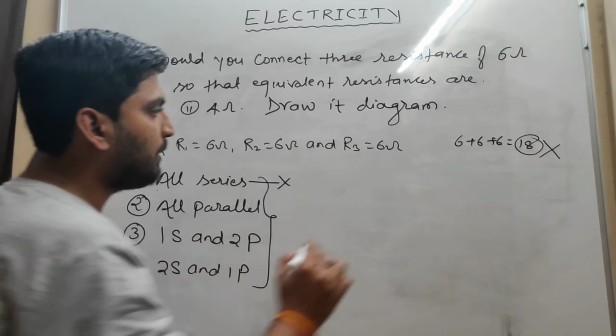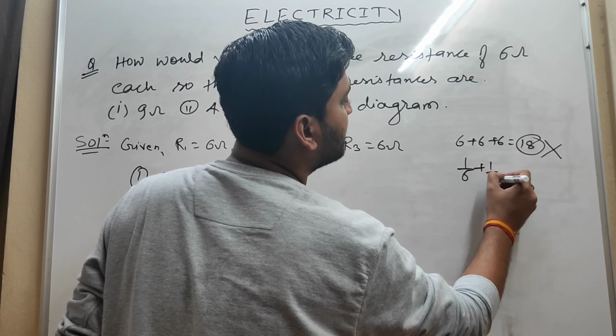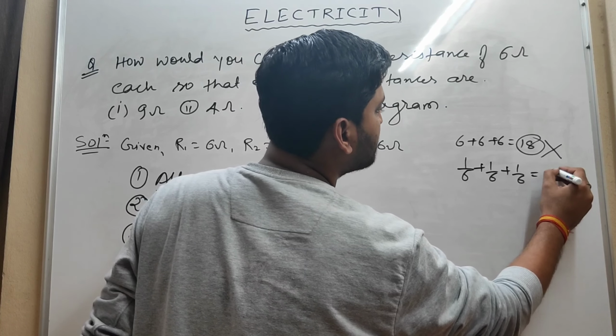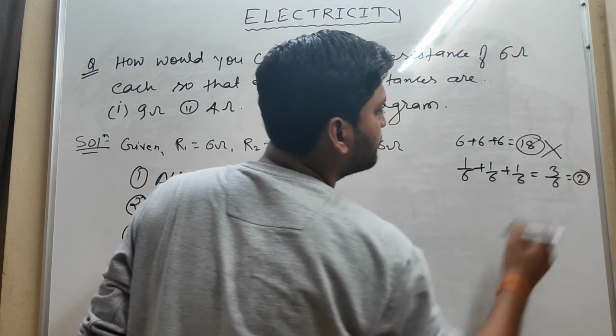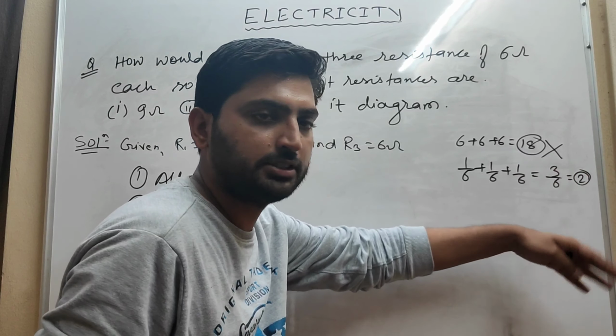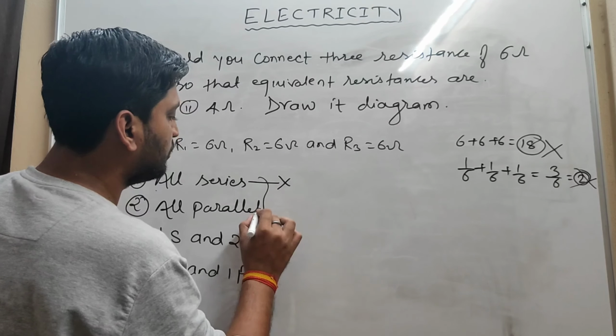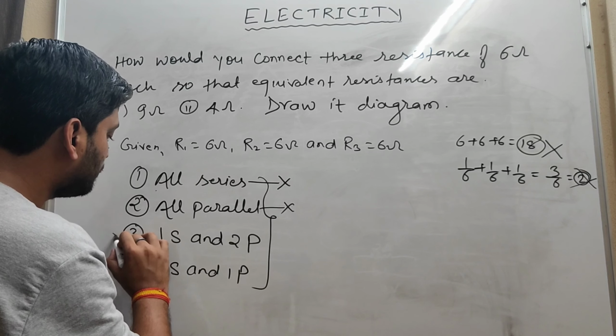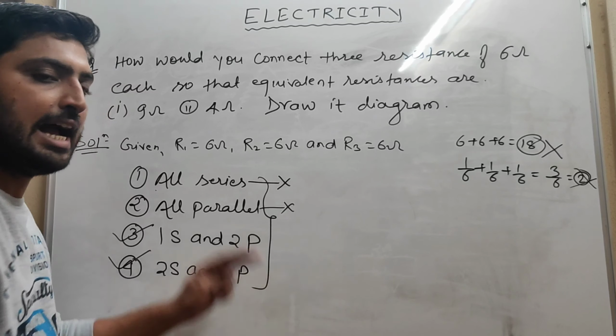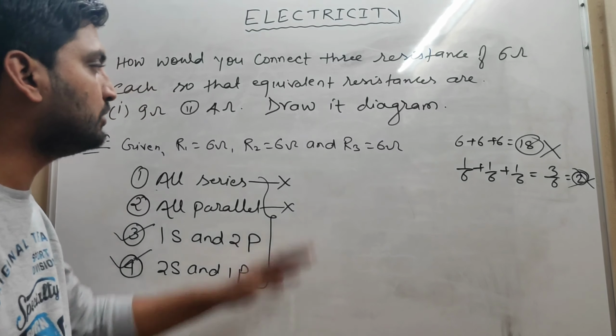Second option, all parallel, means 1 by 6 plus 1 by 6 plus 1 by 6 is 3 by 6. Reciprocal, 6 by 3 is 2. So this is here, no. So this option is also not valid. So we have only 2 options left, third and fourth, and that will give you the answer.